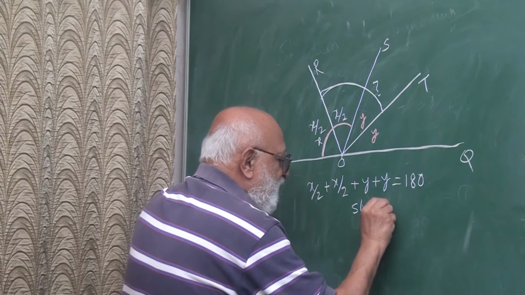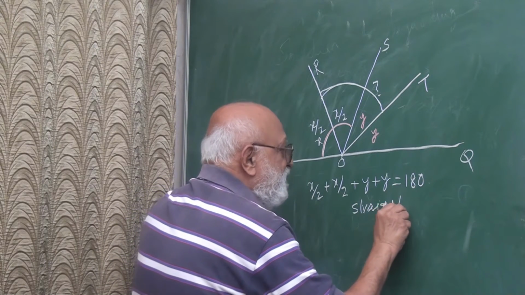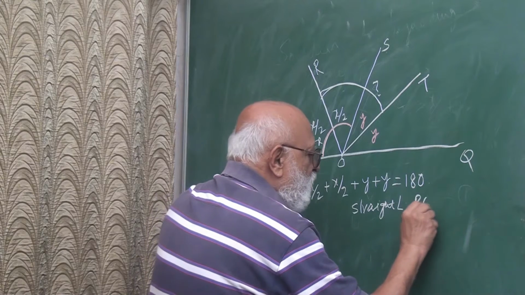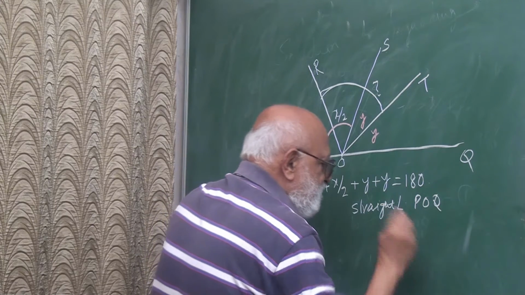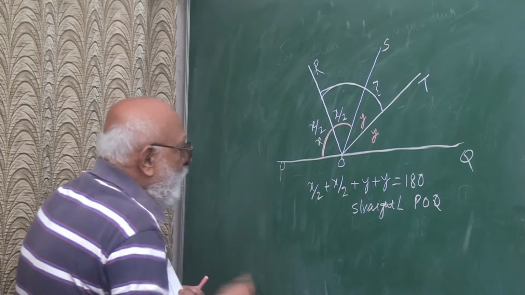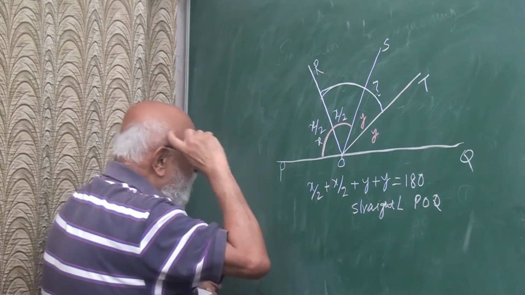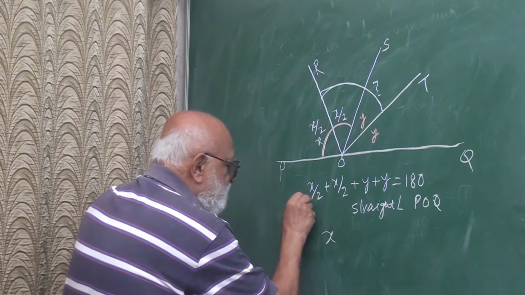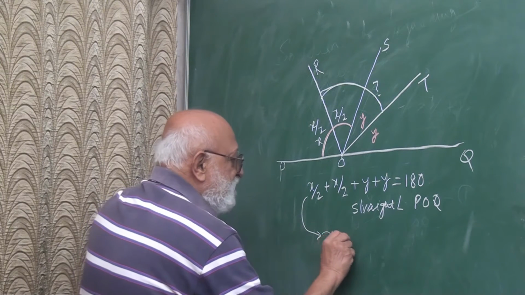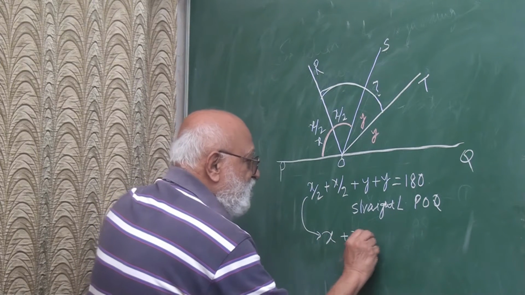Straight angle. Which one is it? POQ is a straight angle. Okay, POQ. Now, I will further solve this. If I further solve this one, x plus 2y equals 180.